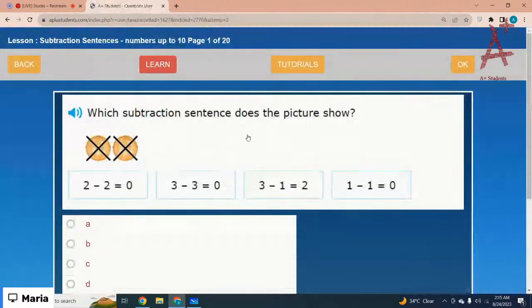Okay, what subtraction sentence does the picture show? So, which is the correct option? Let's just count the total biscuits, right? The total biscuits we have is 2. Then you have to count the ones that are crossed out. So, 2 out of 2 are crossed out, right?